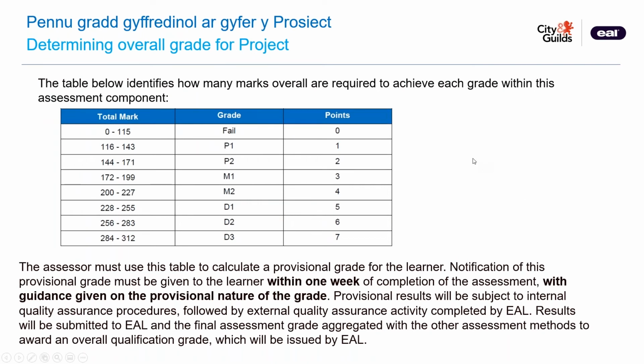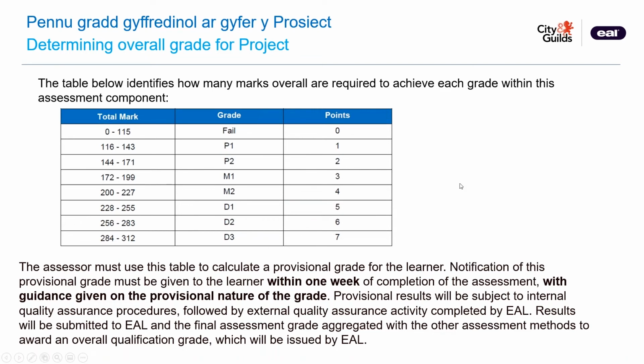So this is the table. So total marks on the left, 0 to 115 is a fail. And then, as you can see going down here, you've got P1, P2, M1, M2, and then D1, D2, D3. So this is where we've got fail, pass, merit, and distinction. But within pass, we've got 2 grades. Merit, we've got 2 grades. Distinction, we've got 3. So they're the different points awarded to those grades.